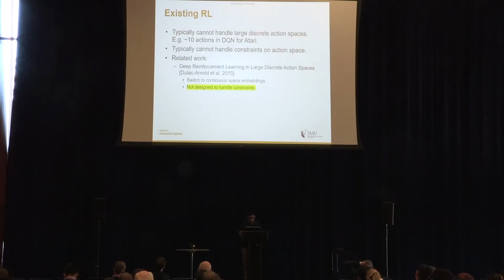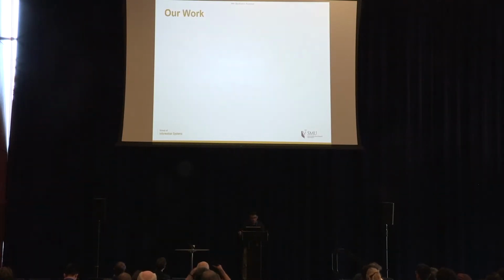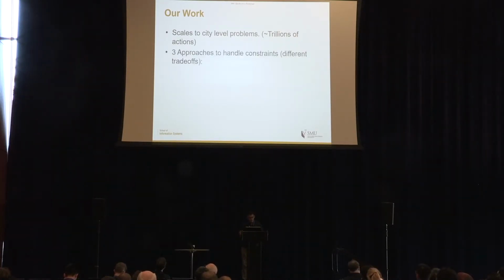However, there is some existing work. In one work, the authors handle large discrete action spaces by switching to continuous action spaces, but they do not handle constraints. In other work, they handle constraints in reinforcement learning for robotics using an idea called OptNet. We'll talk about that later. But the approach does not scale to city-level problems where we have about 100 dimensions, for example, in bike sharing. So our work is designed to scale to such city-level scales. And we propose 3 approaches to handle constraints, which have different trade-offs.